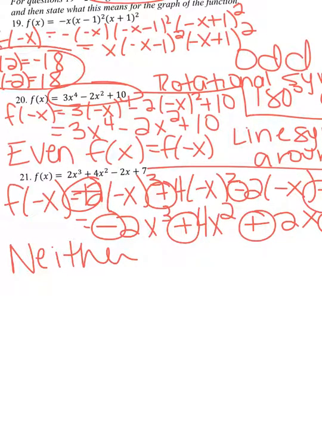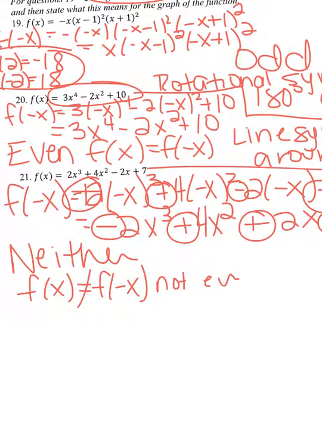So if it's neither, that means that f of x is not equal to f of negative x, right? Because it's not even. So this means it's not even. Therefore, or you could write so, whatever you want to do. There's no line symmetry.